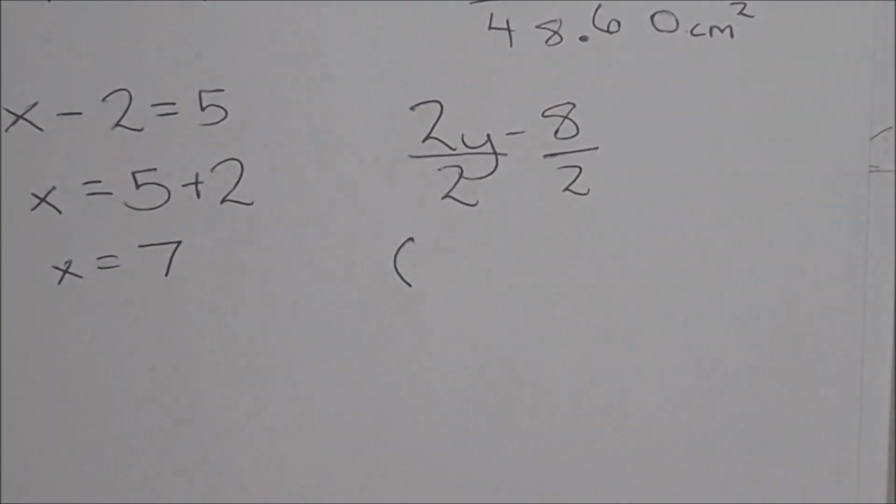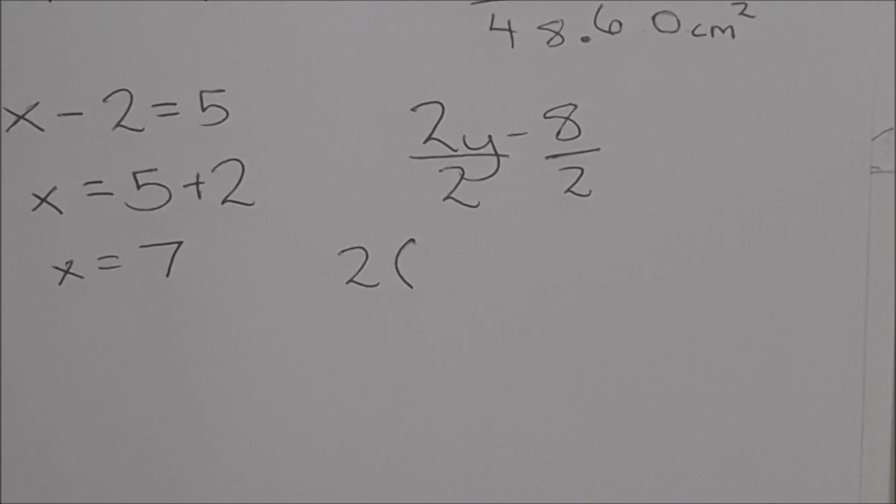Put 2 on the outside. Whatever you're dividing by, you put that number on the outside. We're dividing by 2, so put 2 on the outside. Now divide 2y by 2. What are you left with? Show me. Divide by 2. Go to 2y over 2.